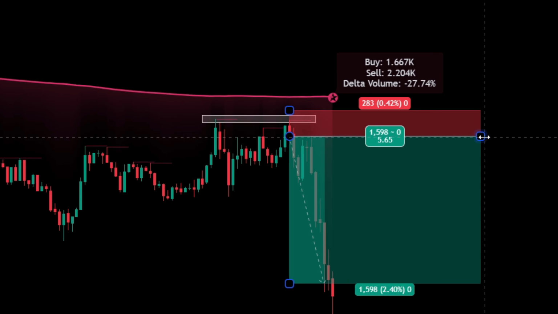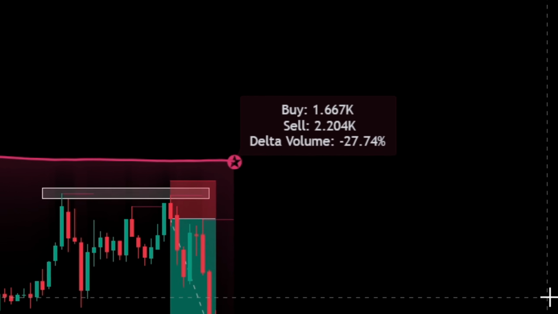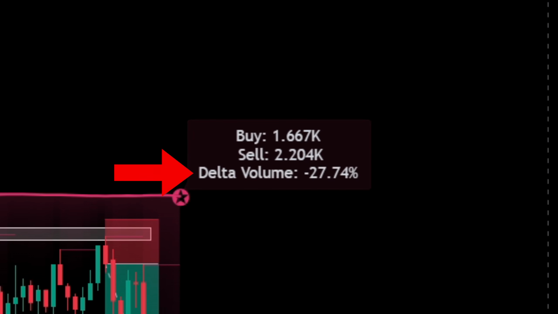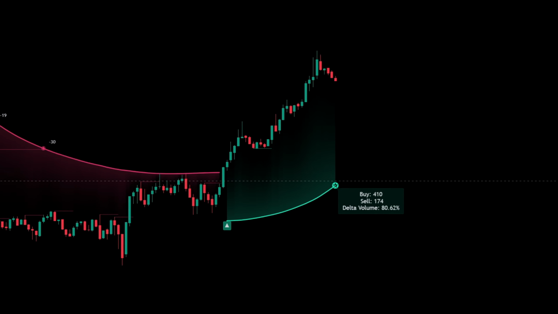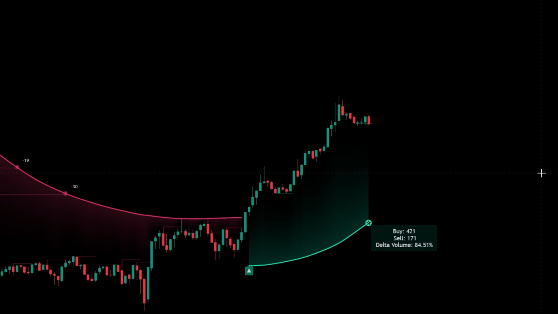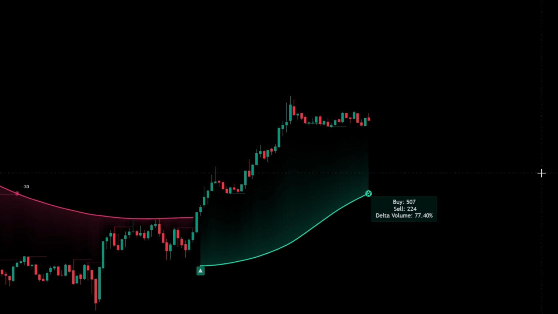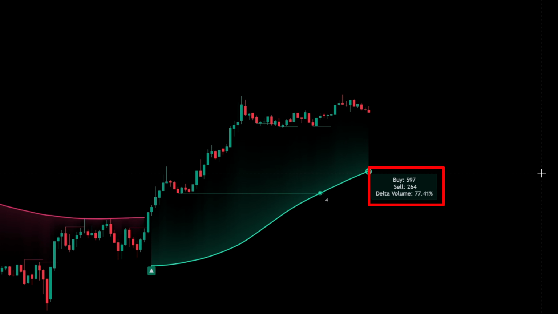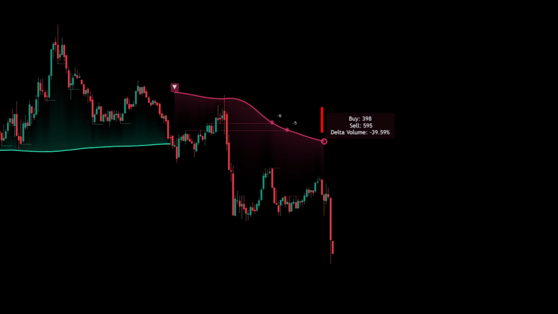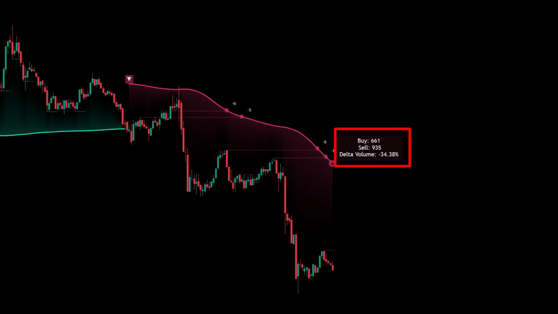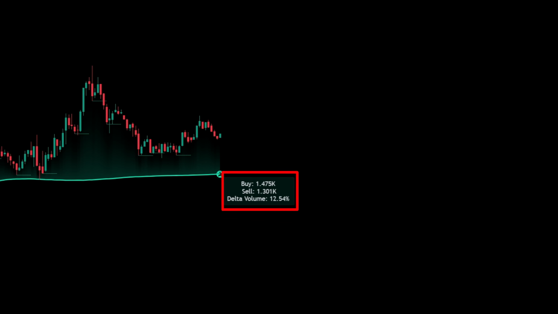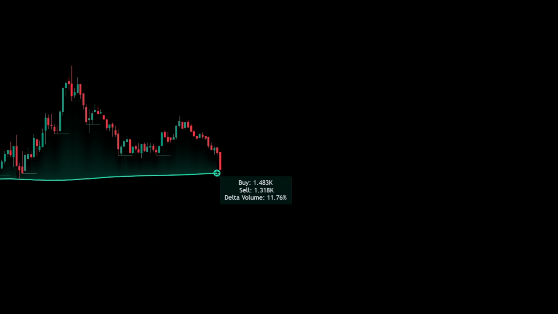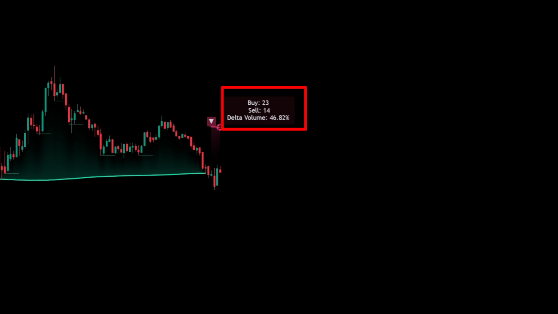The most interesting part of this indicator is the volume table right here. It generates delta volume values to help traders evaluate buy-sell pressure balance during each trend. For a reliable and strong bullish trend, make sure the delta volume is above 30%, and for a bearish trend, below negative 30%. If the value is changing towards the opposite side, the trend strength is decreasing, which can be a good time to exit your trade or plan for a reversal.